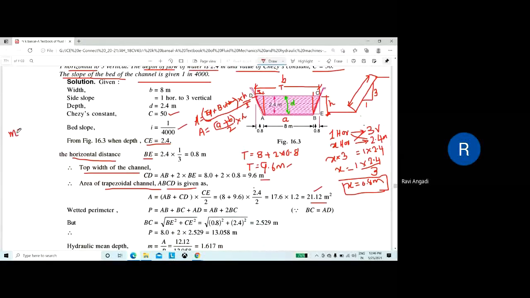radius. Hydraulic radius, what is the formula for hydraulic radius? What is the formula? Area by perimeter. Correct. Area by perimeter. Then perimeter, you need to calculate the perimeter, that is the wetted perimeter. So can anyone tell the wetted perimeter here? AB plus AD plus BC. Correct? I hope you understood. Yes, sir. It means how much length of the channel is in contact with the liquid. That we have taken as the wetted perimeter.